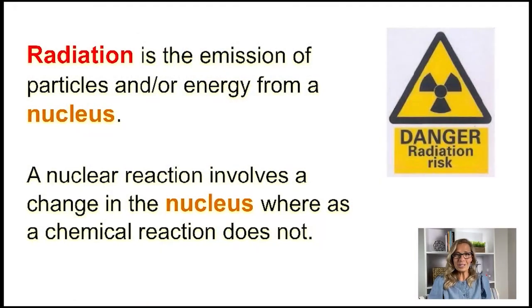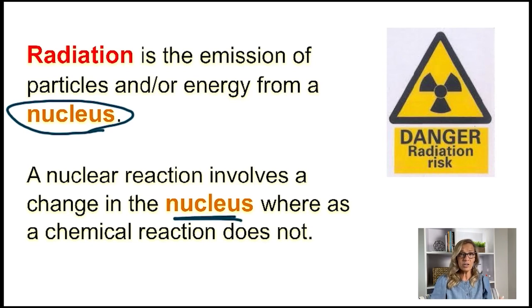So, first of all, what is radiation? It's nothing more than when something is emitted from the nucleus of an atom. Okay, and the key word there is nucleus. It could be particles or energy coming out of the nucleus. We will only talk about nuclear reactions for a short time. Most of chemistry, we're not talking about the nucleus. We're dealing with the electrons on the outside of the atom. So the difference between nuclear reactions and chemical reactions is that very word right there, nucleus. If a change in the nucleus is involved, it is a nuclear reaction.